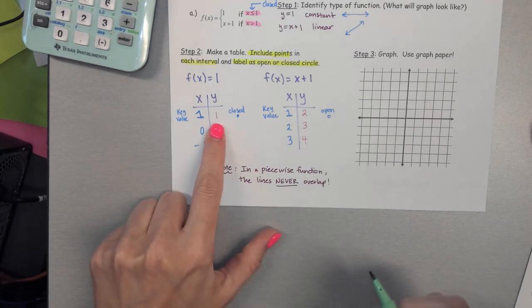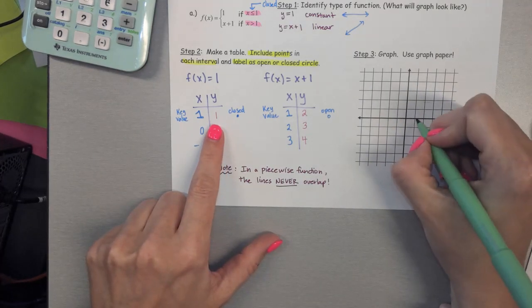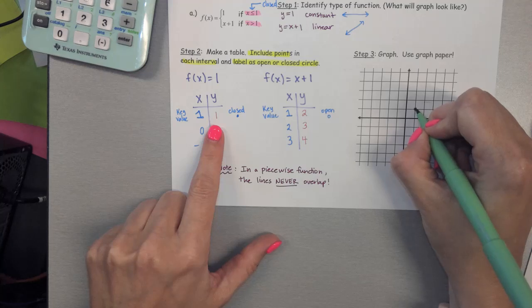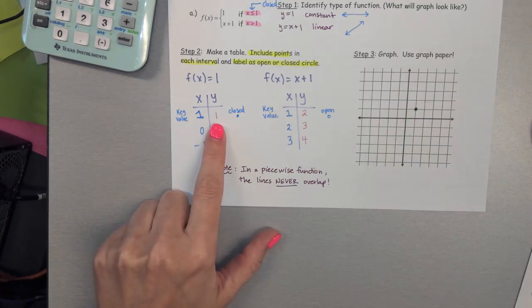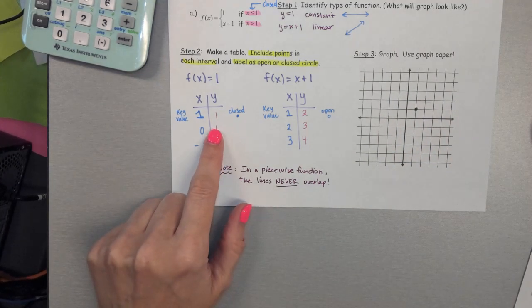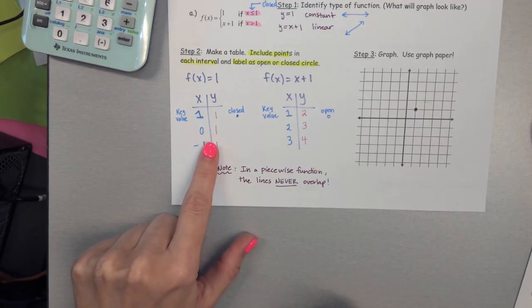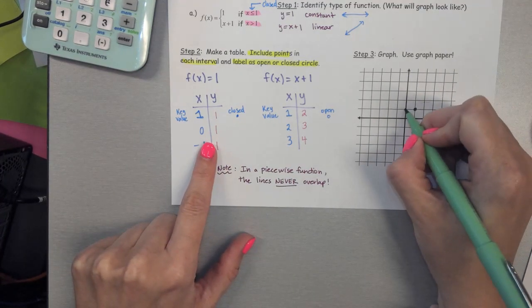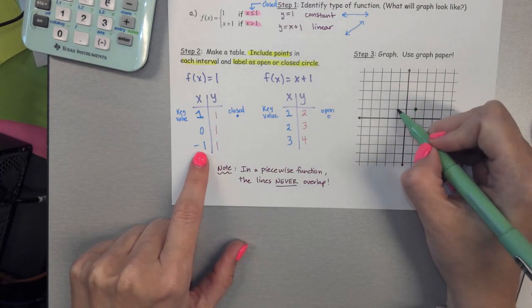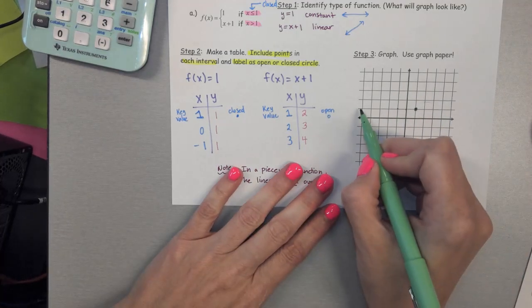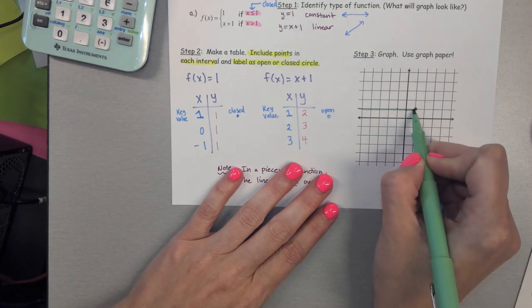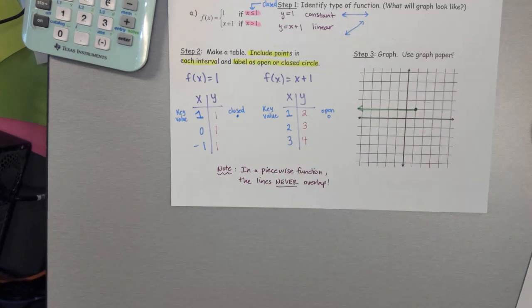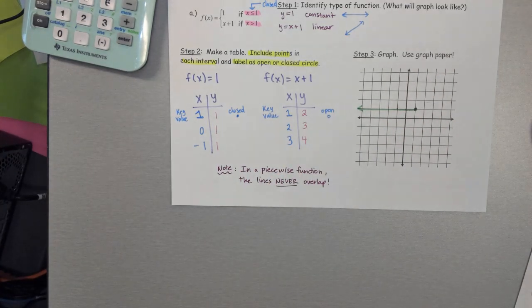When you are graphing this closed circle at 1, 1, you can make that a little bit larger to show it's a closed circle, but these are just going to be small points. So it's 0, 1, it's negative 1, 1, and really this is a straight horizontal line, so you can just have it going to the left. You don't have to put other large points on there.